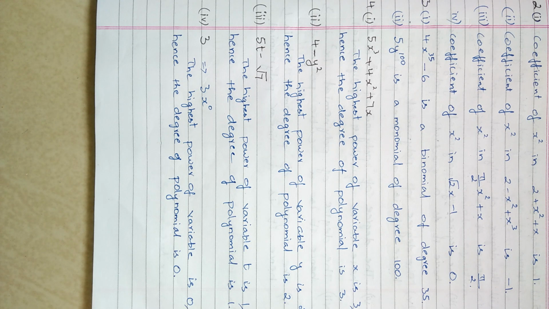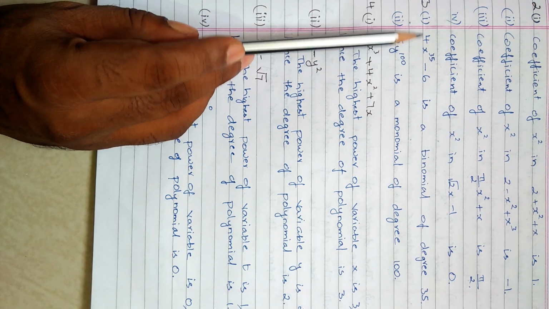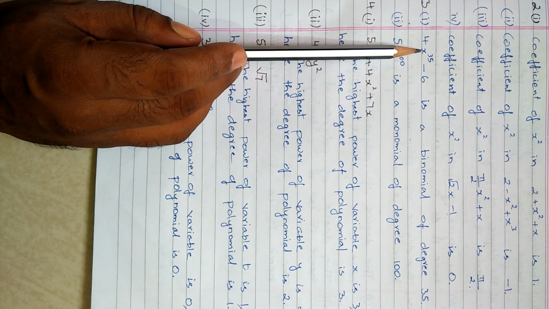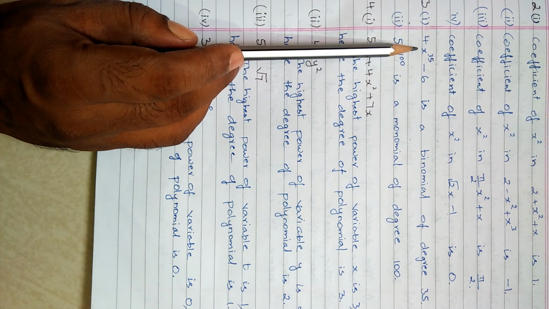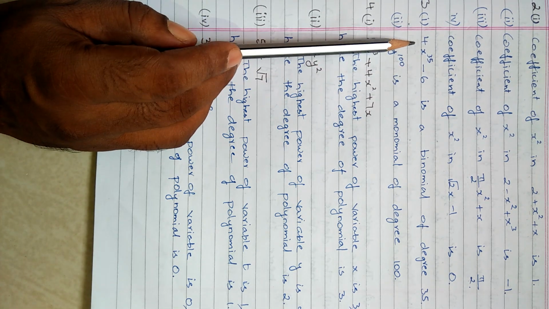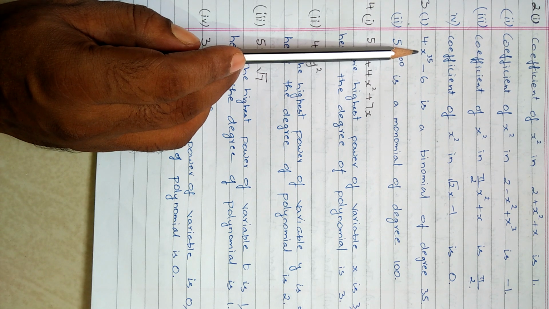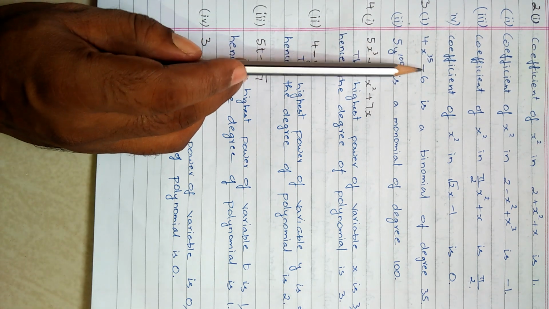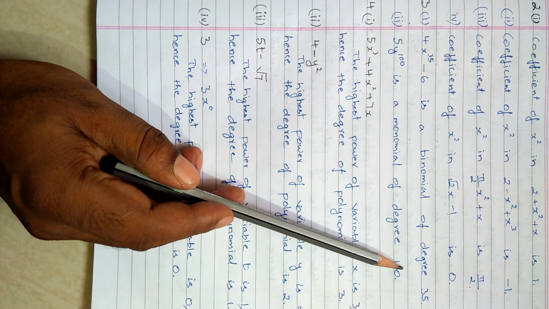Third one, give one example each of a binomial of degree 35 and of a monomial of degree 100. So what do you mean by binomial? Binomial means it should have two terms, and they have specified that the degree should be 35. So we have taken any whole number. I have written 4x power 35. This is what is asked, and it should be a binomial, so I have added one more term here. It has two terms, and the degree should be the maximum value. So 4x power 35 minus 6 is a binomial of degree 35.